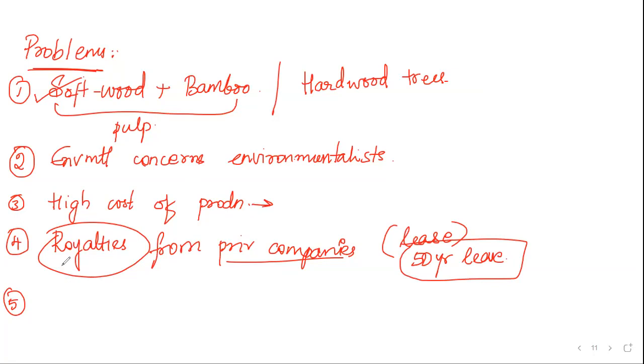It's an advantage, but there is a disadvantage to it also. These people, the small scale industrial units, are not able to commercialize their units, and they are not able to produce large quantities, which is definitely affecting their profitability.